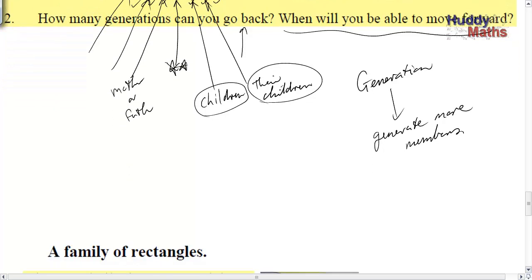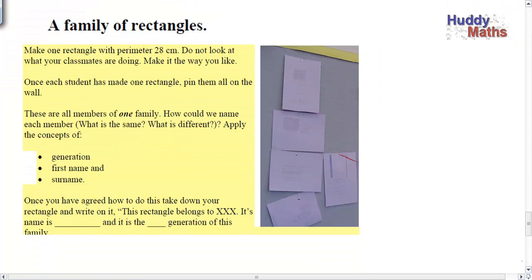Let's come down here. Okay, and there you have it. I was hinting at it all the time, but here it is. A family of rectangles. Okay, so what's the surname? Can we apply that? Let's have a look at what I'd like you to do now. So make one rectangle with a perimeter of 28 centimetres. Just remember, 28 centimetres for a perimeter is the distance all the way around, not outside. It's actually going from these points around here, isn't it? It's the total distance around the sides of the figure, adding them all up, the perimeter.